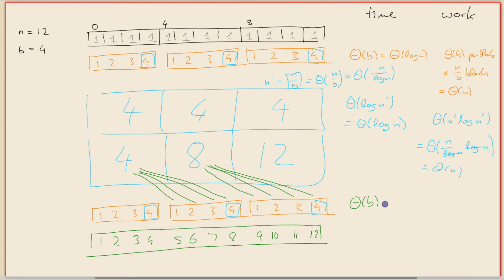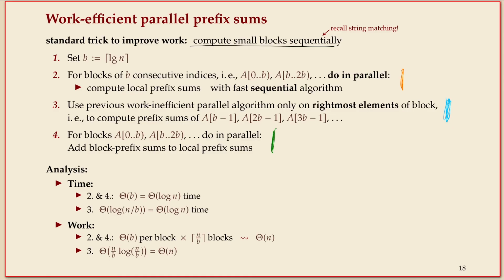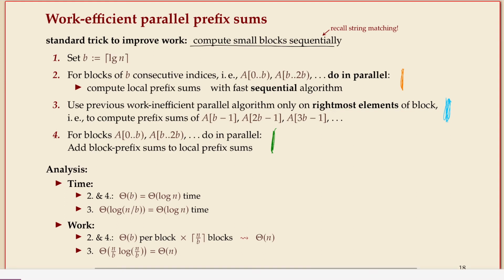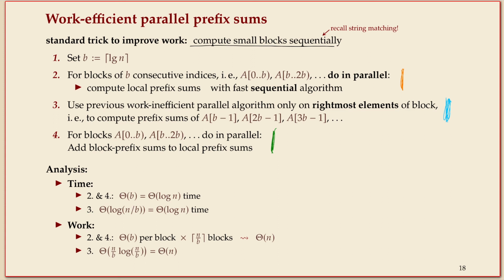And then the green part is, as before, we use n over b blocks, and each block costs us b, so that's linear again. So the overall work is linear for all steps. And that's work efficient because we know that's the best sequential algorithm. Okay?